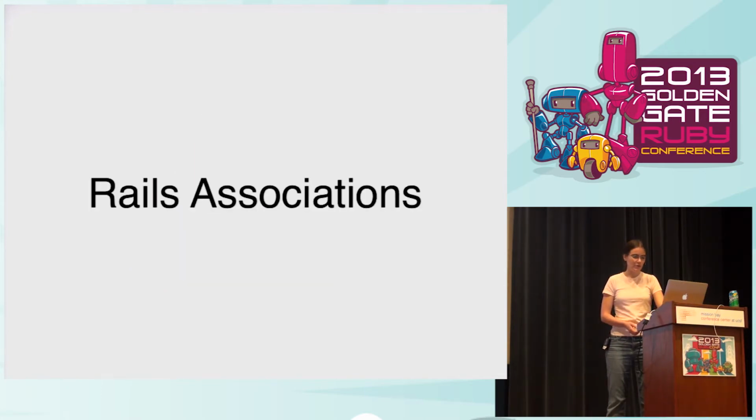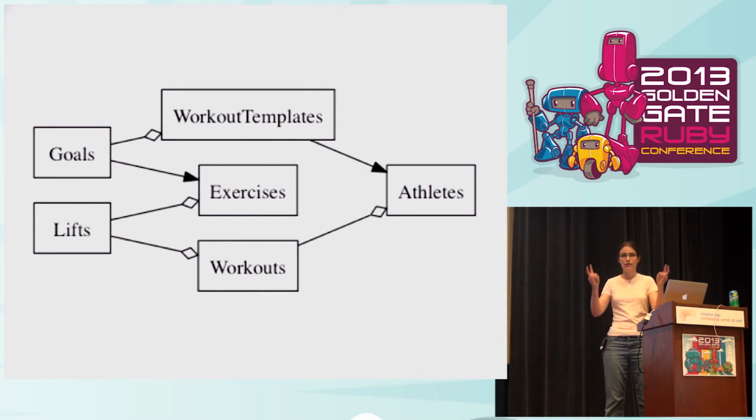You can also graph your Rails associations. This is a UML-ish diagram of the classes, the models, in a side project I have, which is tracking weightlifting performance. So there's lifts and goals and exercises and athletes and all those things. And the little arrow types are indicating one-to-manys or has-manys and all those kind of relationships.